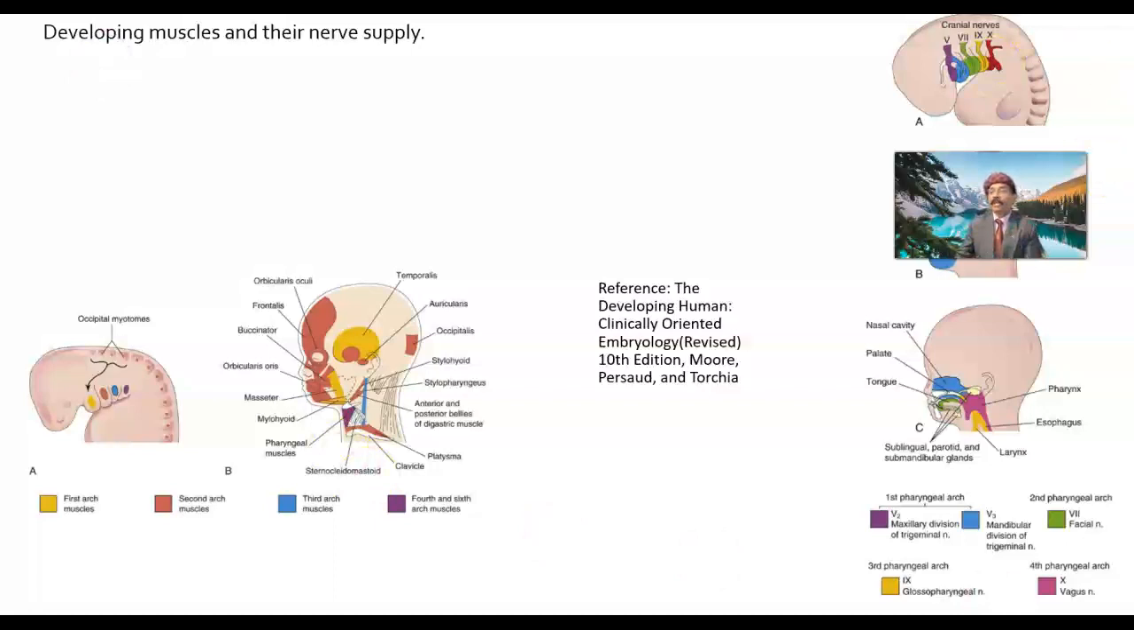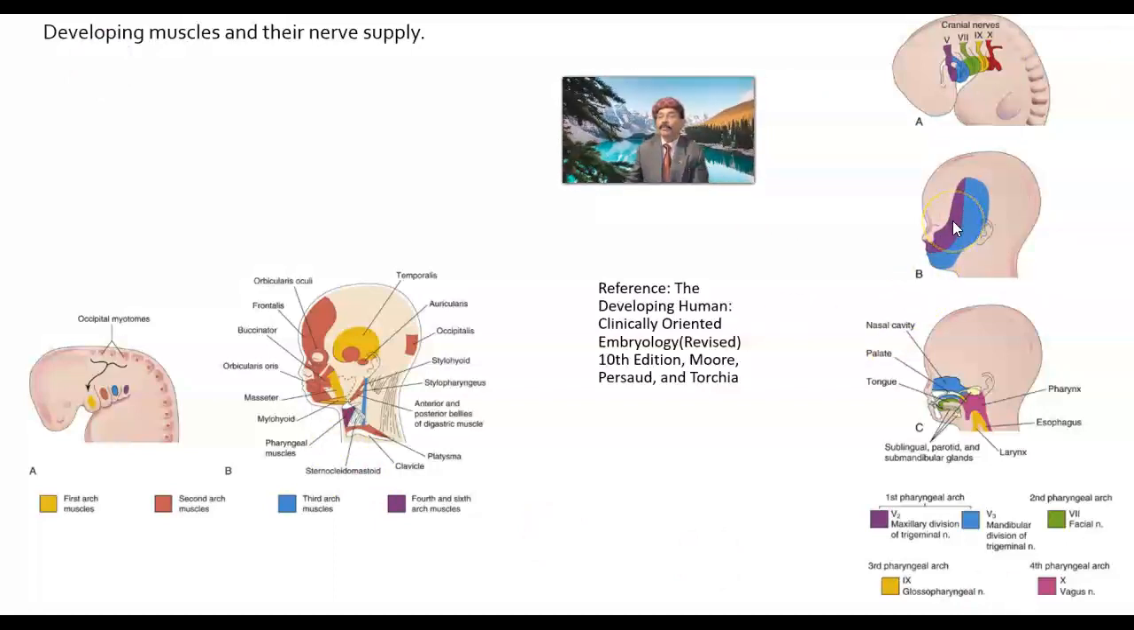Okay, we got that. Nerve supply: this is the maxillary division and mandibular division of the trigeminal nerve. Then this is the pharynx, and that part is the larynx part here. This part has innervation from the vagus nerve, and this from the glossopharyngeal nerve. The facial nerve is here, on the muscles of facial expression. We have found that for the first arch it is the mandibular and maxillary nerve; for the second arch, the muscles of facial expression, all muscles are getting innervation from the facial nerve.